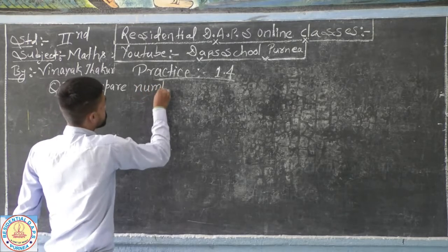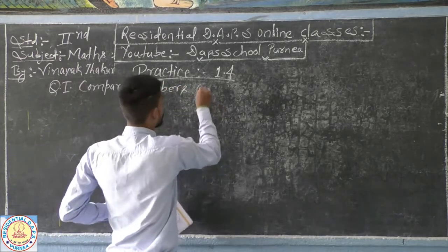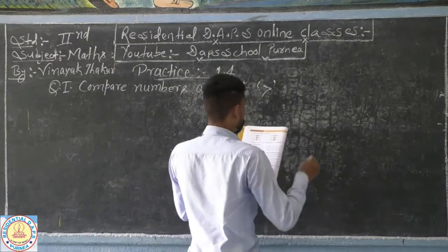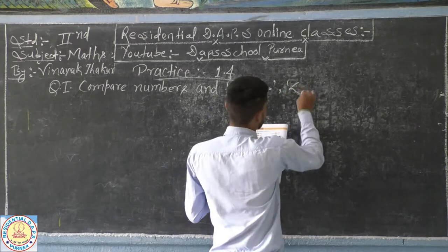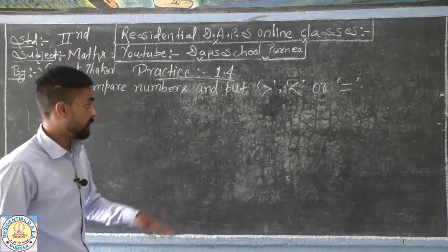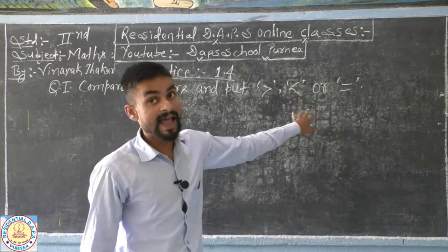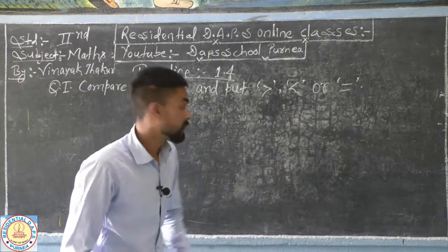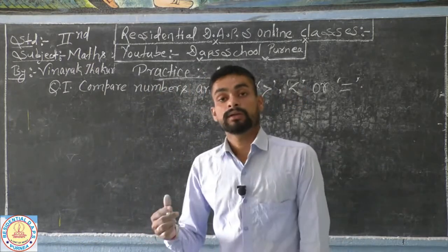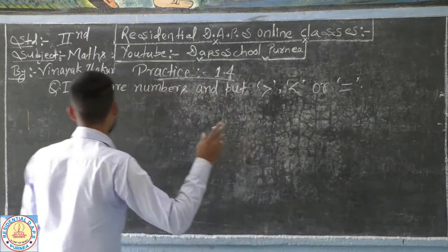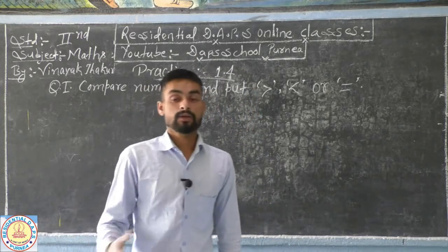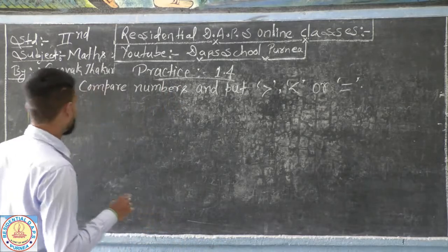compare numbers and put smaller than, greater than, or the symbol of equal to. So guys, in that question you need to carry on with these symbols. These are the three symbols you need to use here. So guys, you know which symbol is greater than, which is the smaller than symbol, and which is the sign of equal to. I think you have learned about it in your previous classes, what is greater, what is smaller, and what is equal to other numbers.